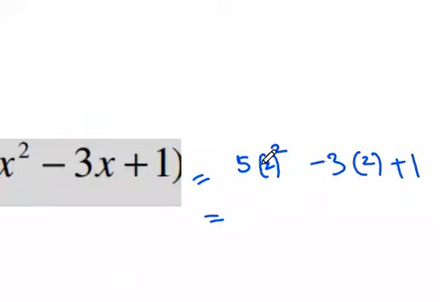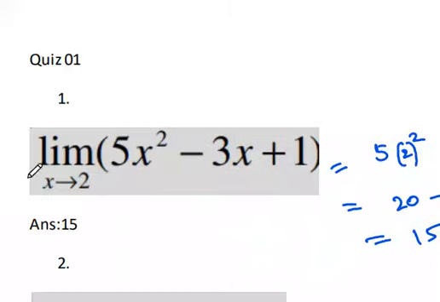So 5 times 2 squared minus 3 times 2 plus 1. When you simplify this, 20 minus 6 plus 1, which is 15. The answer: the limit of this function as x tends to 2 is 15.